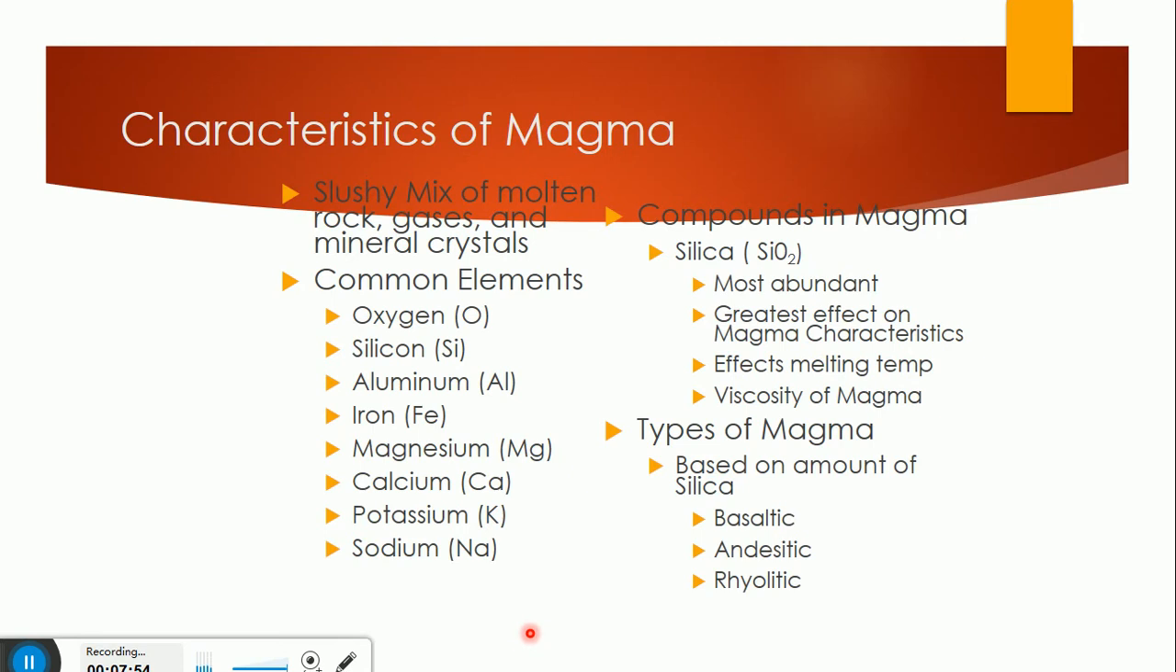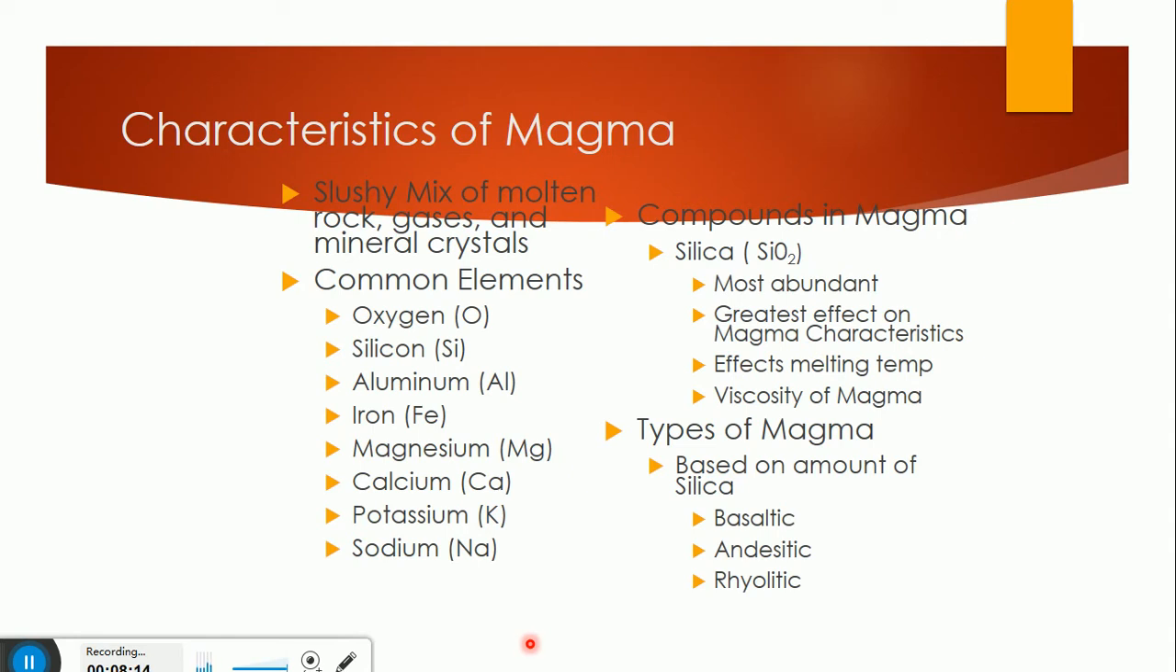Characteristics of magma: a slushy mix of molten rock, gases, and mineral crystals. Common elements of magma are oxygen, silicon, aluminum, iron, magnesium, calcium, potassium, and sodium. Compounds of the magma: on the basis of percentage, silica is the most abundant. The greatest effect of magma characteristics is on melting temperature and viscosity of the magma.